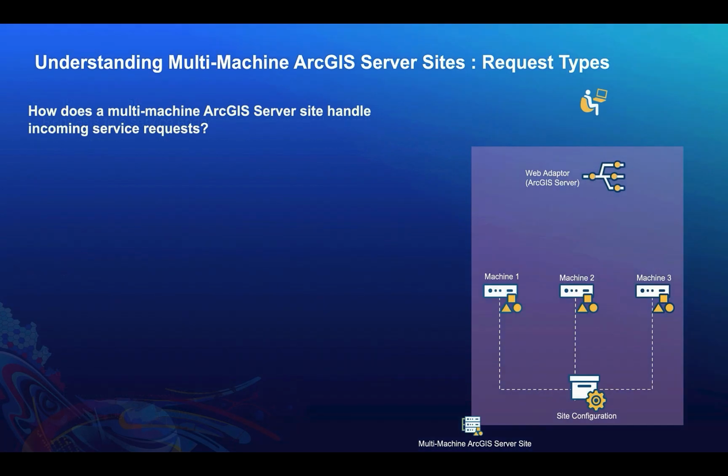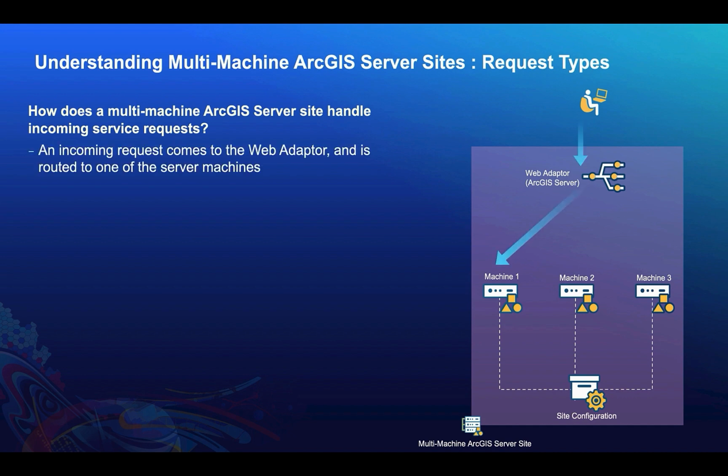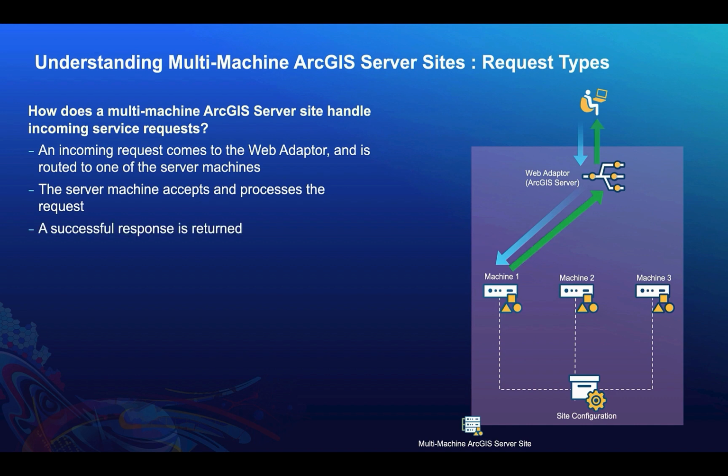Now let's look at how these two request types are handled within a multi-machine server site. Service requests first. An incoming request comes in through the web adapter. It is then routed to one of the machines in the site, in this case machine 1. The server machine accepts the request, processes it, and sends a response back. The other machines in the site are not involved here, and there are usually no updates to the site configuration.